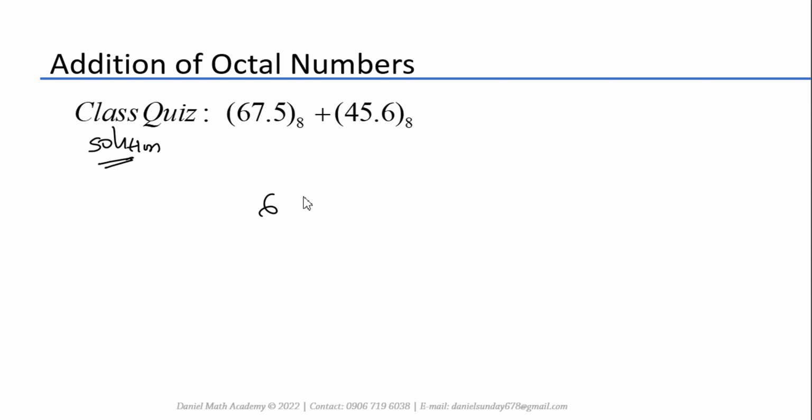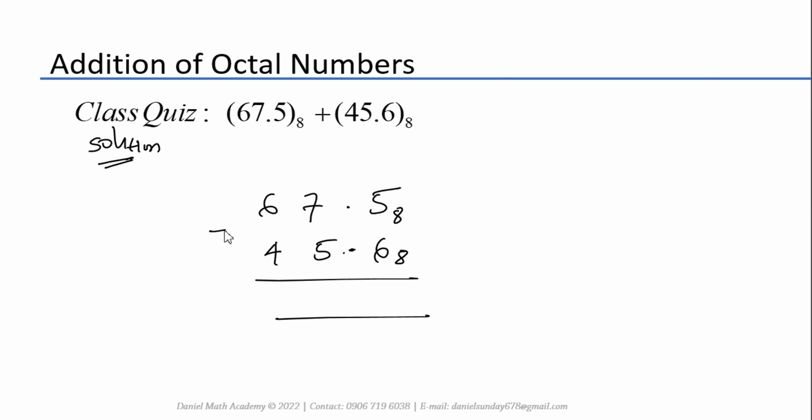So we have 67.5 base 8, and here is 4 5.6 base 8. We are adding them. Okay, the same thing. 5 plus 6 is 11. 11 is greater than the base, so I'm going to divide by the base. This will give us 1 remainder 3. So I'm going to write the remainder 3 here, and then carry this 1 over here.